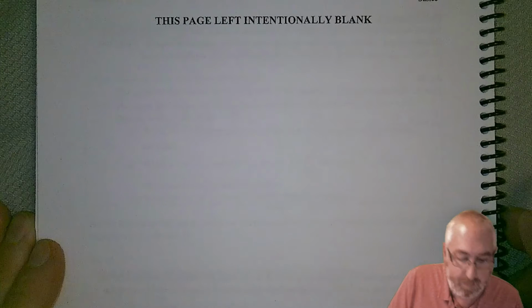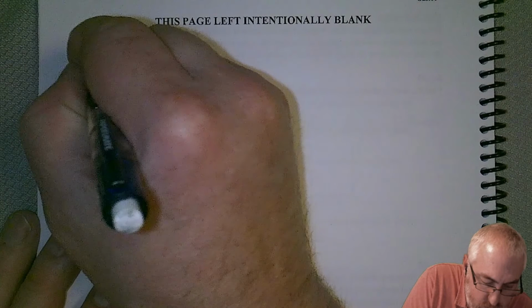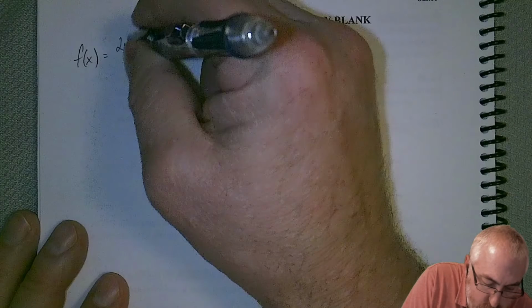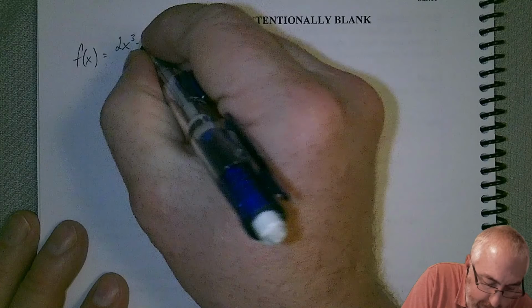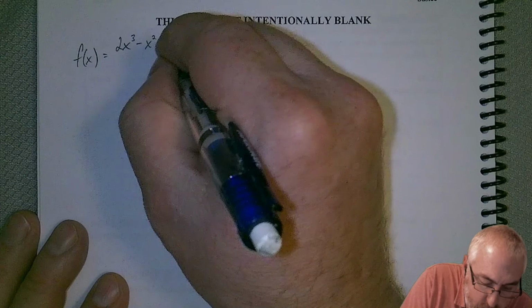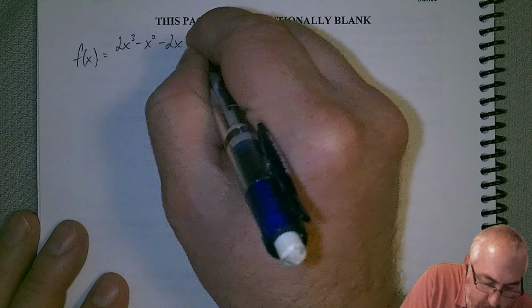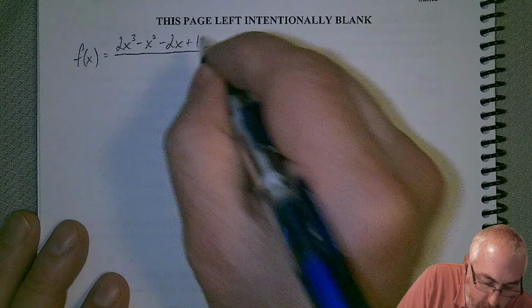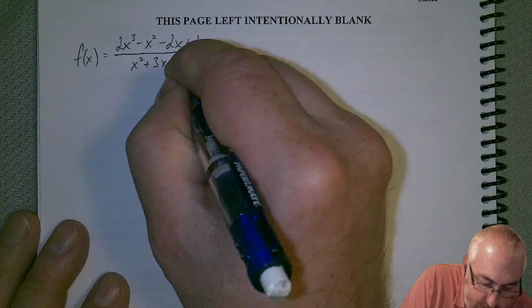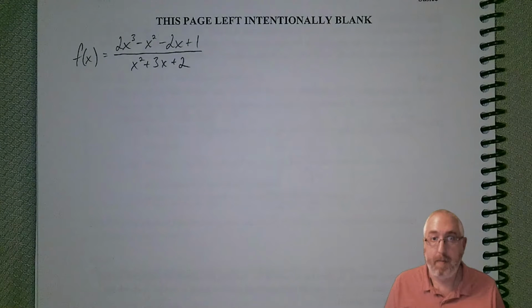Now let's write down the function again. So we had 2x cubed minus x squared minus 2x plus 1 all over x squared plus 3x plus 2.